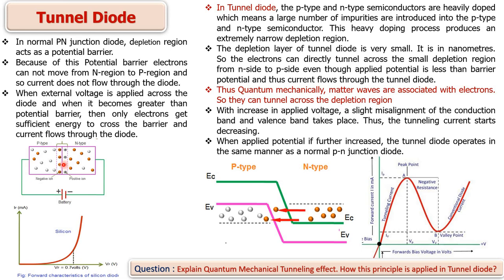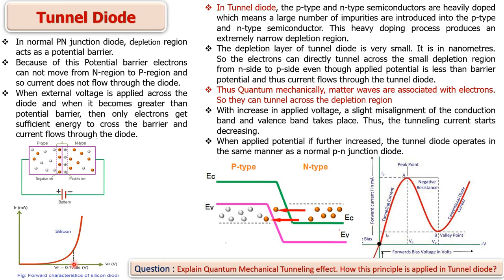In a tunnel diode, the width of the depletion layer is very small. Because of the thin depletion layer, even though the applied potential is less than the potential barrier, since this layer is very thin, the electrons can directly cross, moving directly from the N region to the P region. So we can say that electrons tunnel through the potential barrier and come towards the P region. So current flows through the diode, you can see here. In this region the applied voltage is less than the potential barrier, still current is flowing.